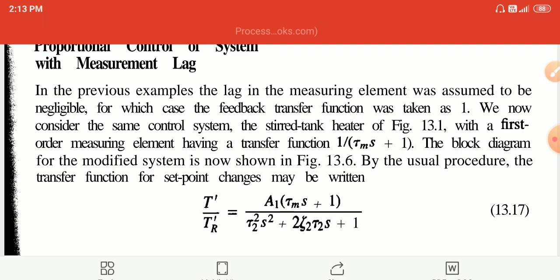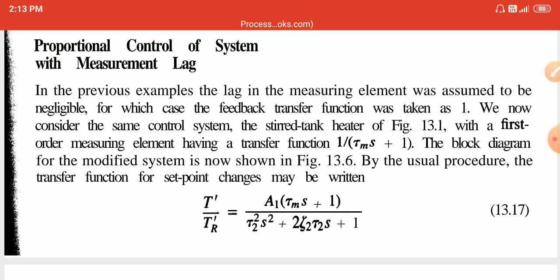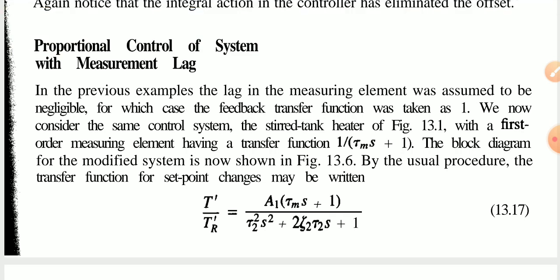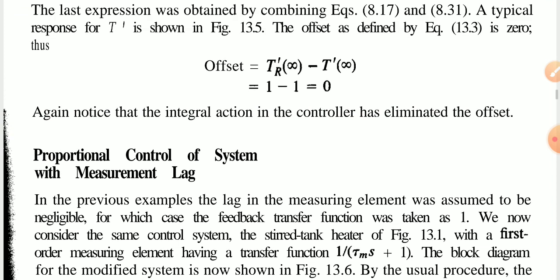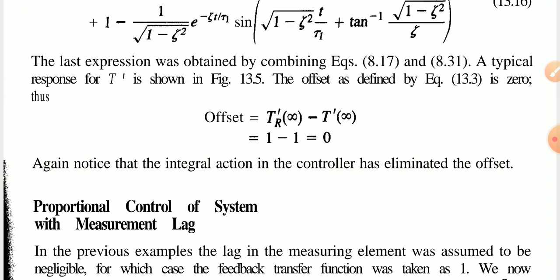In the previous example, the lag in the measuring element was assumed to be negligible, for which case the feedback transfer function was taken as 1. For the set point change, the offset was 0, since 1 minus 1 is equal to 0.